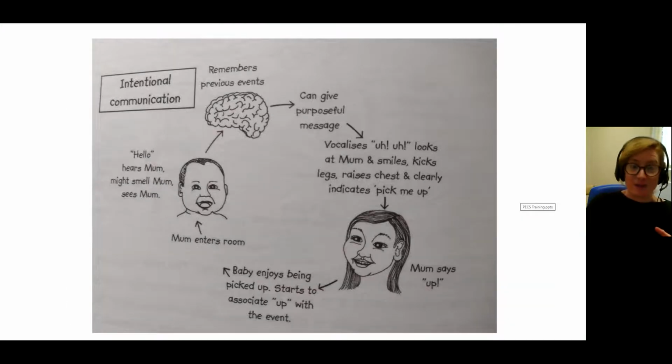And here we go, we've got a baby who's reached that intentional step. So their mum enters the room, they see their mum, they remember, and this time they think, I want to be picked up and I know how to get picked up. So it vocalizes and kicks and lifts its arms and chest and indicates, can you pick me up? And again, mum might then label some words and say up, and the baby starts to associate the word up, which is why at this stage more words start to develop.